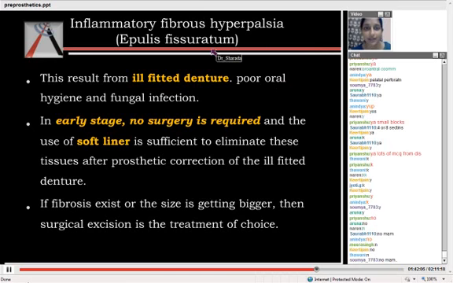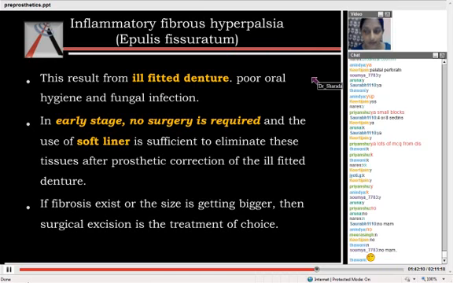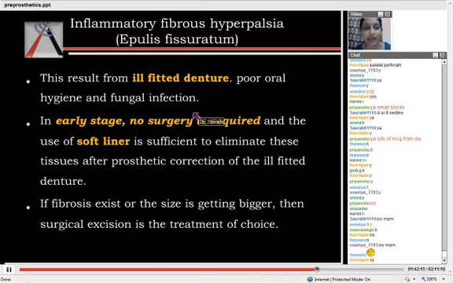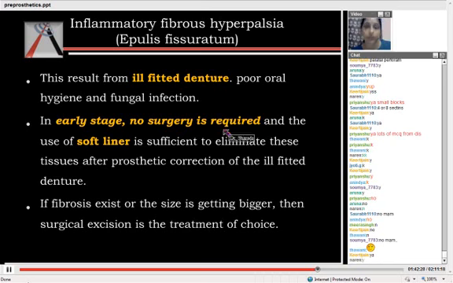Okay? So epulis fissuratum, you all know it's because of the irritation caused by the denture surface. Ill-fitting denture, poor oral hygiene, fungal infection. Most of the time when you talk about epulis fissuratum, you say that it doesn't need treatment. We say that it regresses the moment you remove the irritational factor. But the problem is if it is very big, it keeps on growing bigger and there's no chance of it regressing fast or at all, so you have to undergo surgical treatment. Okay?